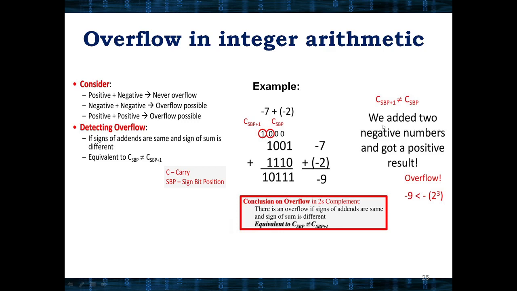So we added two negative numbers and got a positive result. And it is -9. The result should be -9, but -9 is very much less than -8. So it is an overflow. Generally we will not differentiate overflow and underflow. So here we can say that it is an overflow. For underflow also we will refer to it as an overflow condition.